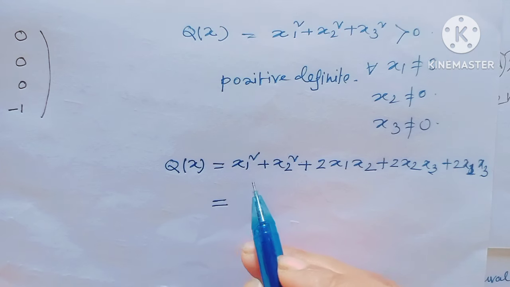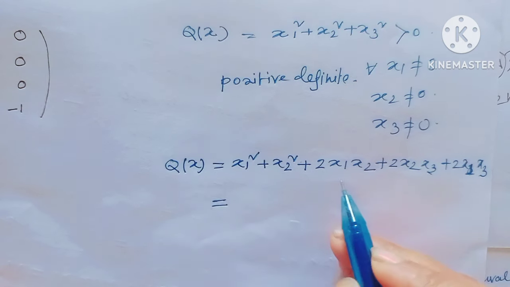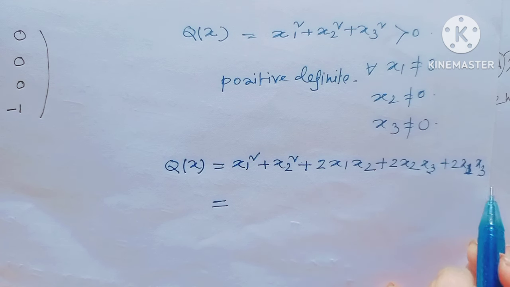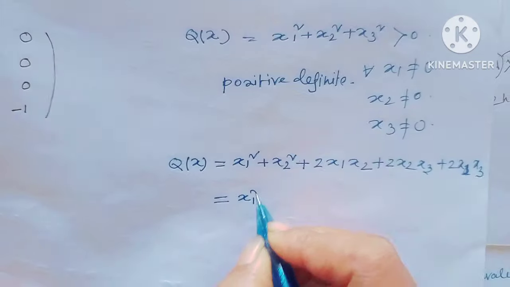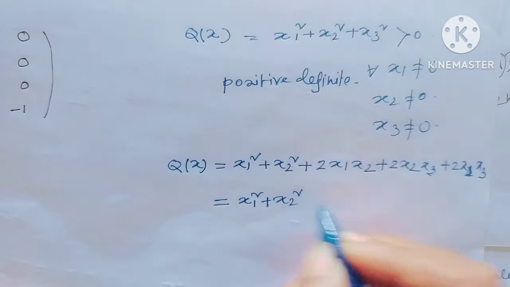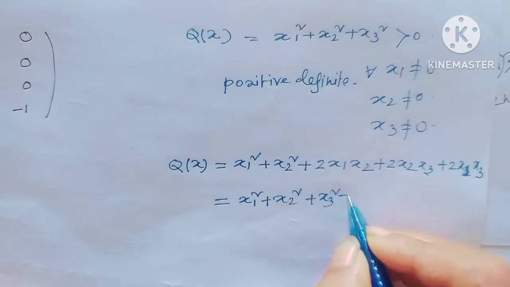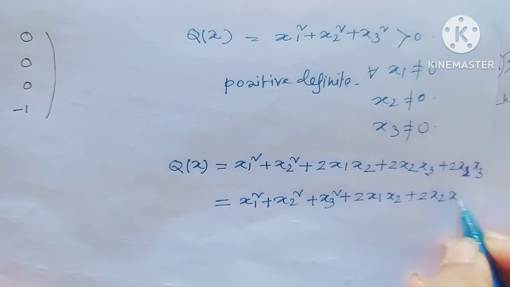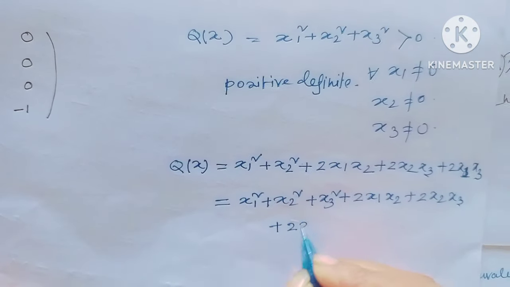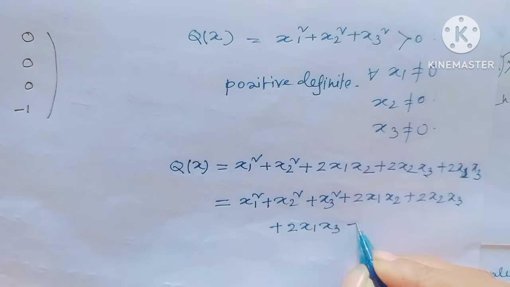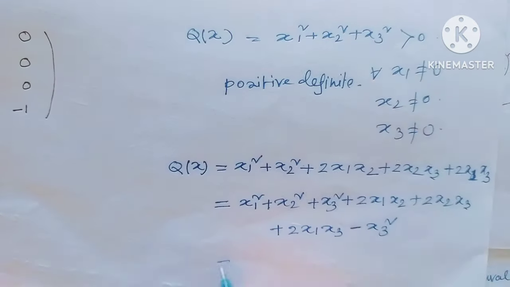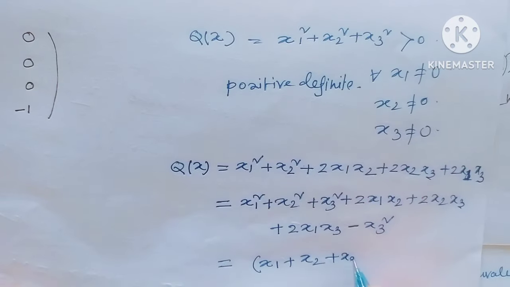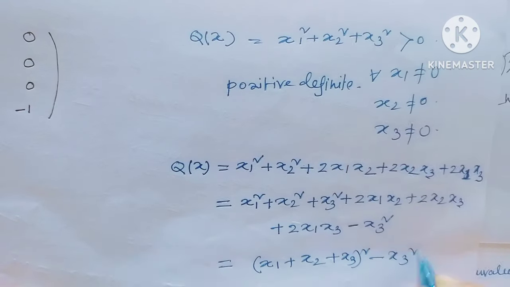Second, if we consider Q(x) equal to x1 square plus x2 square plus 2x1x2 plus 2x2x3 plus 2x1x3, then we can write this value as x1 square plus x2 square plus x3 square plus 2x1x2 plus 2x2x3 plus 2x1x3 minus x3 square, which is equal to (x1 plus x2 plus x3) whole square minus x3 square.